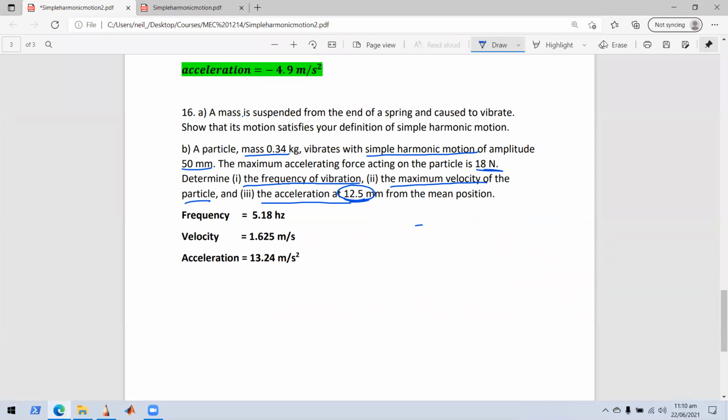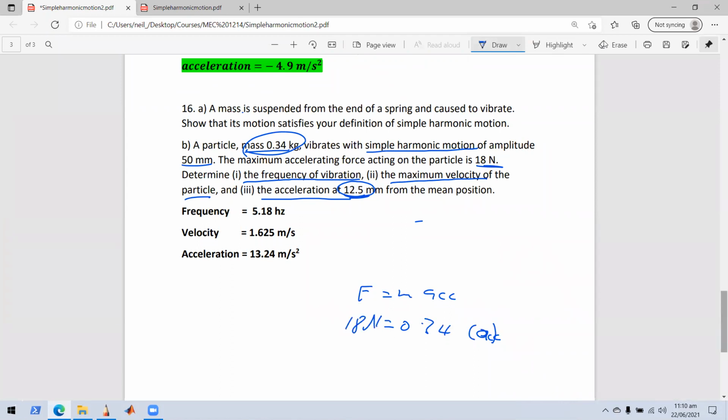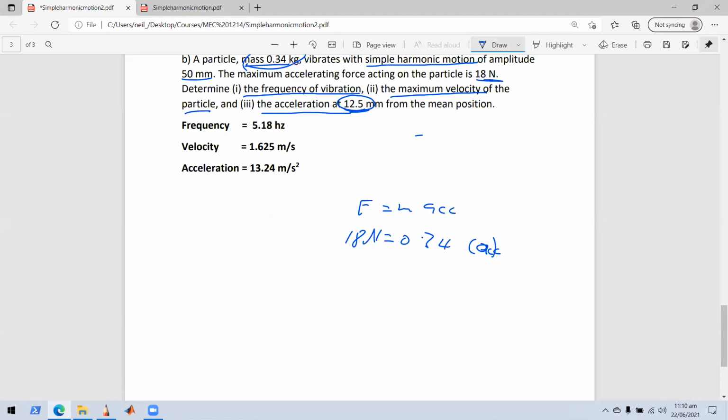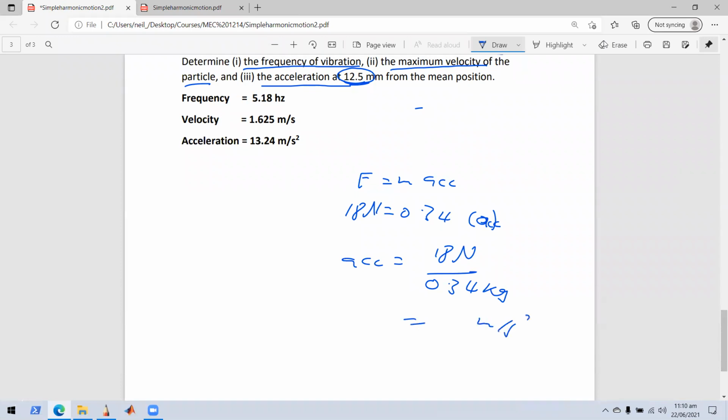The frequency of vibration is a bit different, but essentially it's F is equal to ma. They gave us mass. We don't know a, this a here is acceleration. F is 18 newtons. So now we can say acceleration is equal to 18 newtons divided by 0.34 kg, which should give us meters per second squared.